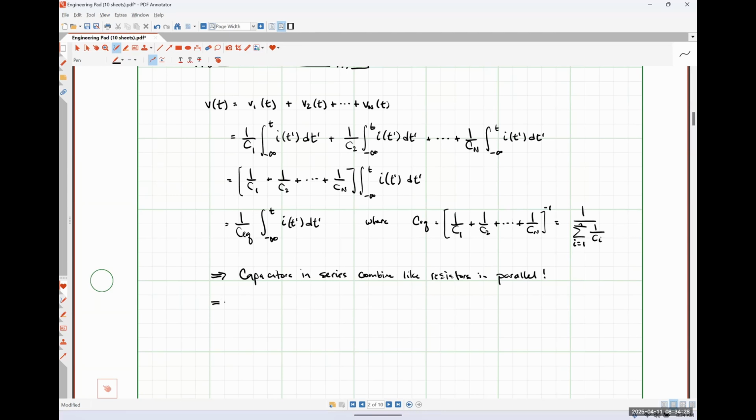So without doing math, how do you guys think capacitors in parallel are going to combine? Like resistors in series.